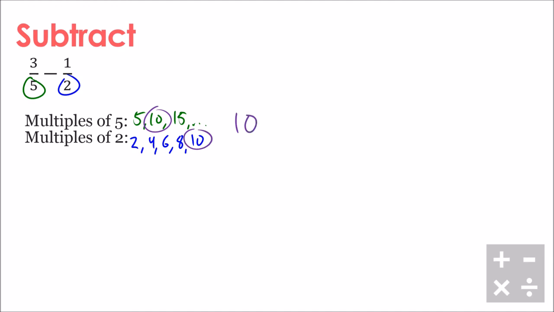So I need to rewrite 3/5 to be out of 10. And the more we do this, the quicker we get at this. And I know 5 times 2 gives me 10, and so I'll have to do 3 times 2, which will give me 6 out of 10.